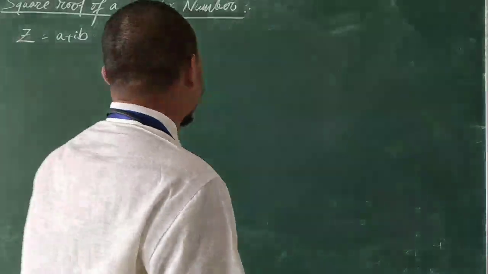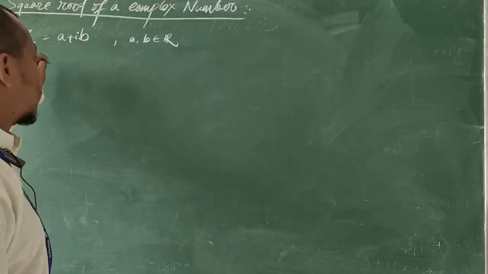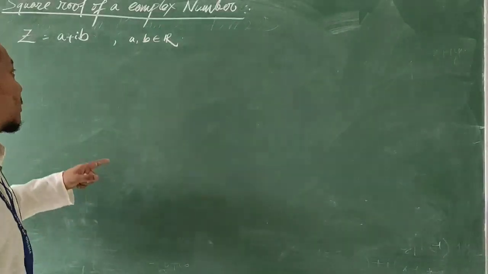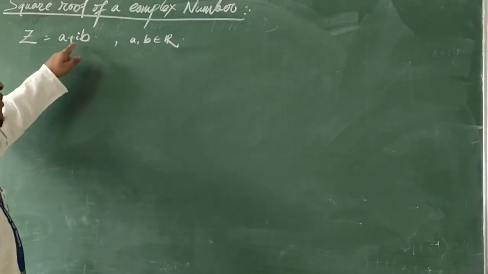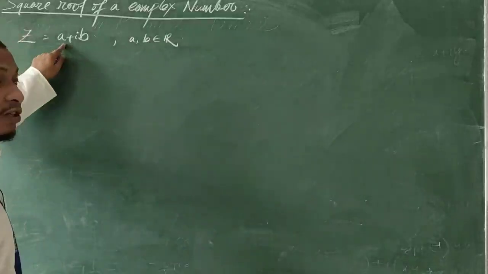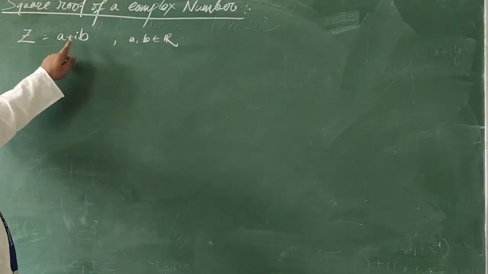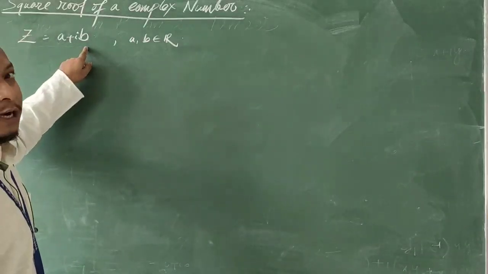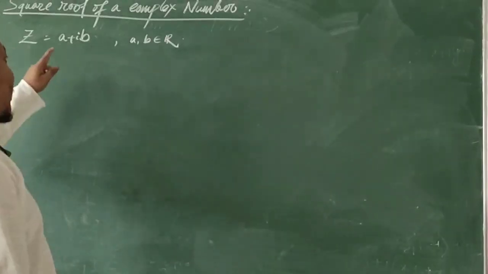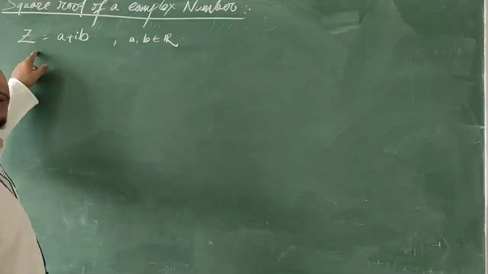So we are given z, a complex number a plus ib. How do we show a complex number? a plus ib, where a and b both belong to the real numbers. What is a? a is the real part of z, and b is called the imaginary part of z. So now we are going to find the root of this complex number.